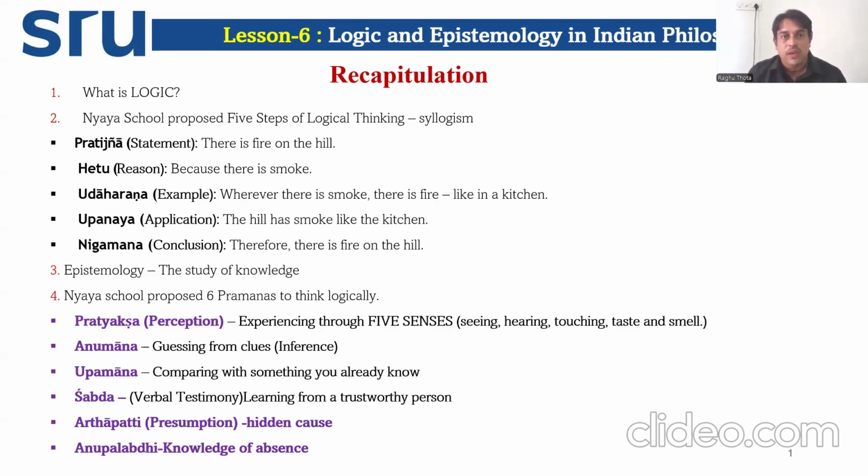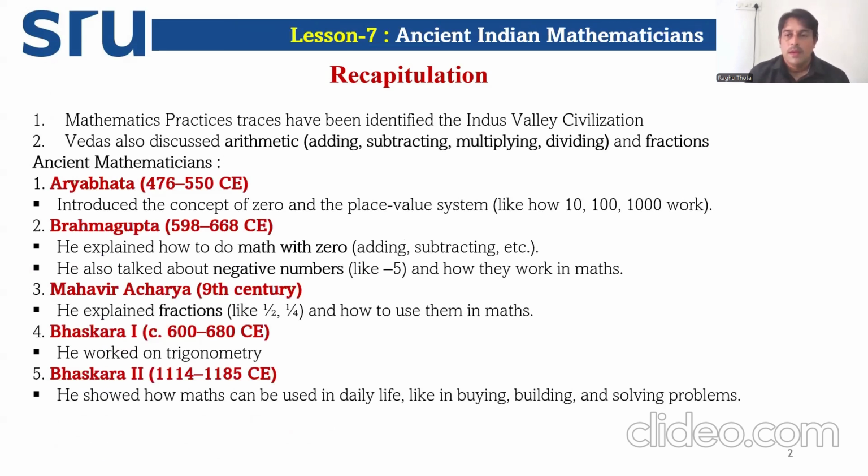So this is in brief about lesson number 6, logic and epistemology in Indian philosophy. Next one, lesson number 7, ancient Indian mathematicians. Under this lesson, we had a discussion on three important points: when the mathematical practices started, how they continued, and the contributions of different ancient mathematicians to mathematics. We had a detailed discussion under lesson number 7.